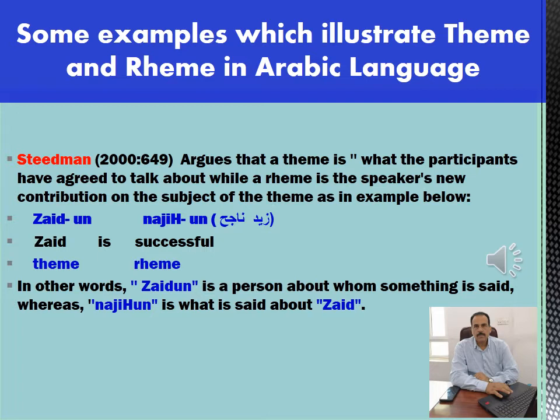This will be our subject in the next research paper. So, Zaydun najihun. Zayd is successful. Zayd is the theme, while successful, or najihun, is the rheme. In other words, Zaydun is a person about whom something is said, whereas najihun is what is said about Zayd. The theme-rheme classification was studied first by the Prague linguists.